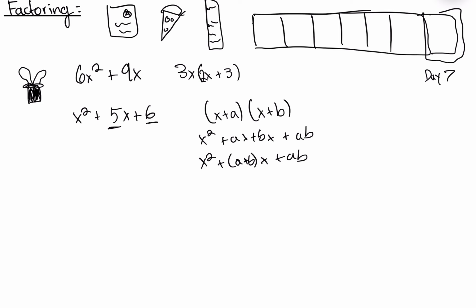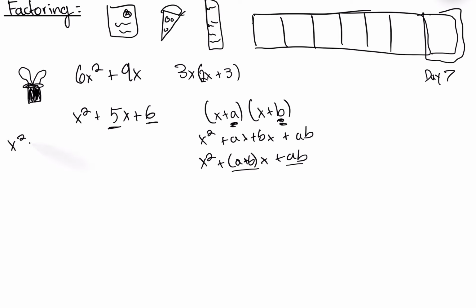What can we take from this? We see that to get this ending number, we need to multiply the a and b together, and to get the coefficient of x, we need to add the a and b together. So in our situation, we have to find two numbers that multiply to get 6, but add to get 5. Now, with a little bit of thinking, we can come up with 3 and 2.